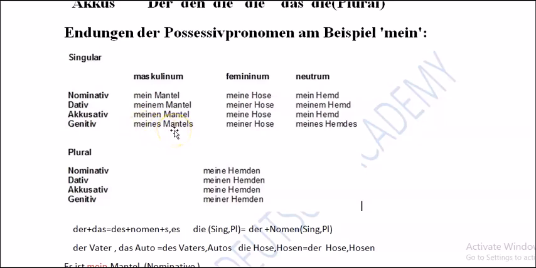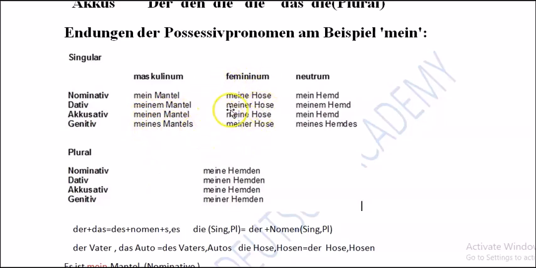It means, for example, we are saying seines Mantels. For example, we say, was ist die Farbe seines Mantels? Like, what is the color of his coat? Right? His coat, seines Mantels. What is the color of his coat? In such a manner, we are using the genitive form.